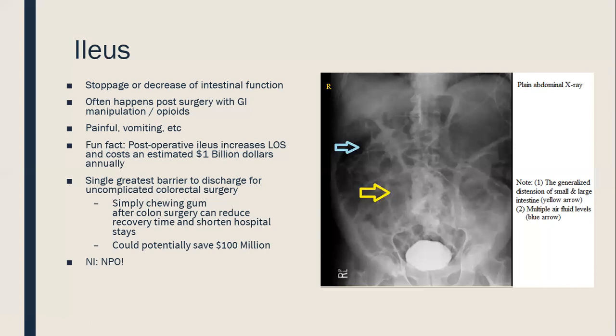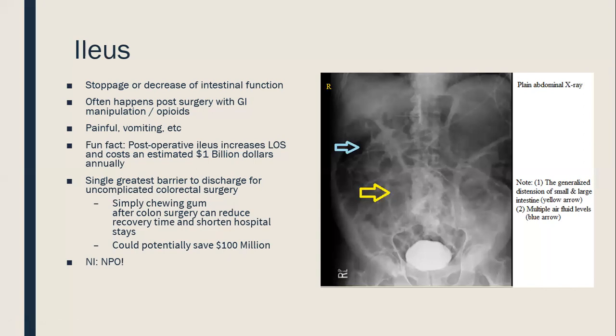And it's the single greatest barrier to discharge after an uncomplicated GI surgery, where usually whatever pain medication, if it was an opioid given to reduce pain after surgery, is slowing down or stopping motility within the GI tract. What was super cool, though, is they found in a few different studies that chewing gum after surgery, sugar-free gum, just to make sure no nutrients are getting down into the GI tract while it's healing, can stimulate the gut and actually shorten our recovery time and our hospital stay, potentially saving up to $100 million just by chewing some gum.